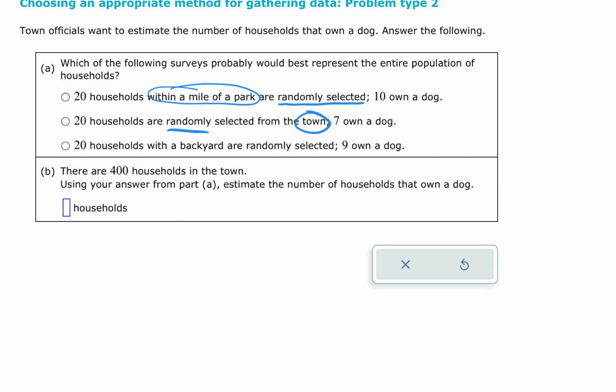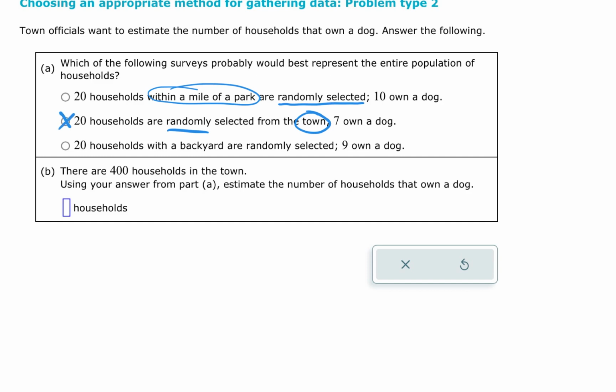And the last one says 20 households with a backyard. Same thing as the first one. You might be more inclined to buy a house with a backyard if you own a dog, or you might be more inclined to get a dog if you have a house with a backyard. So I think the best survey question is the second one.